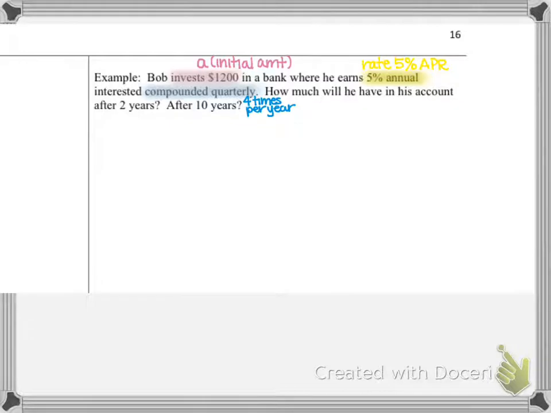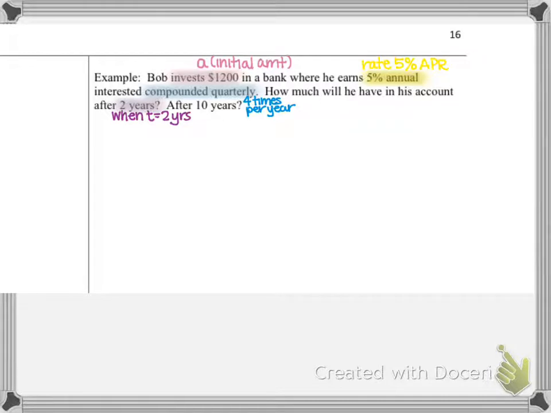All right. So now we have, how much will he have in his account after? We have a couple of different time frames here. So we've got 2 years. And then, this will be when t equals 2 years, which we may have to come back and change because we're going to want it to all mesh up. And then I'll come back to the 10 years in just a minute.